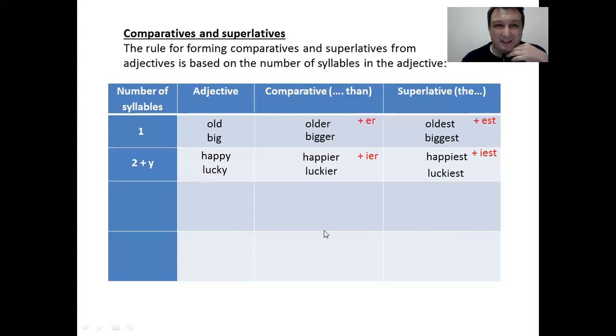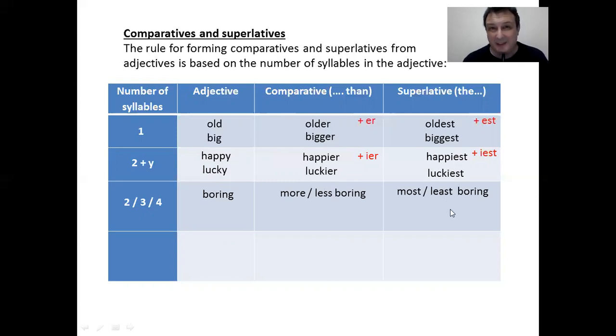The next group are adjectives with two, three, or four syllables. In this case, when it's two syllables, it doesn't finish with a Y. For example, boring. Boring has two syllables. There's no Y on the end of boring. So we say more boring or less boring. In this case, we don't add anything to the adjective. We can put something in front of the adjective. We say more boring, or if it's negative, less boring. In the superlative, we say most and least. The most boring, the least boring.